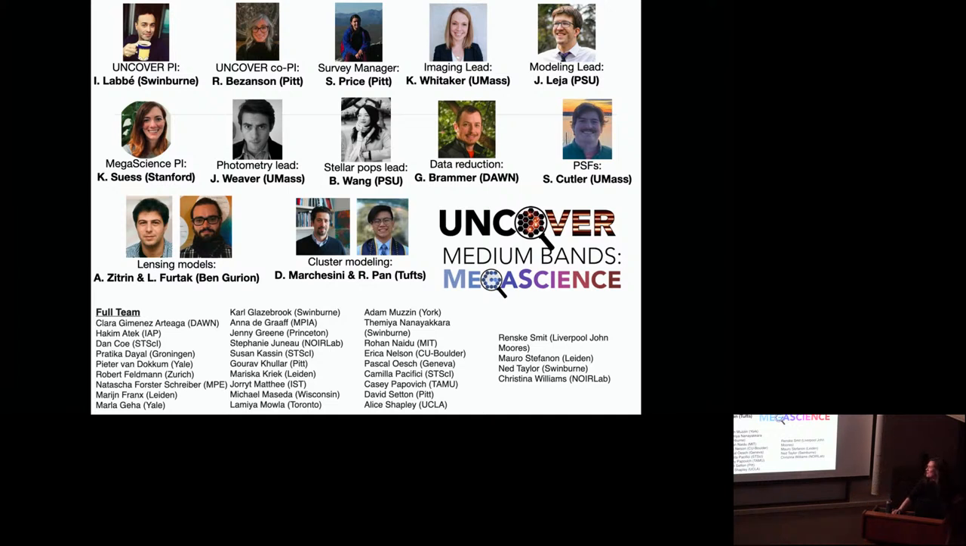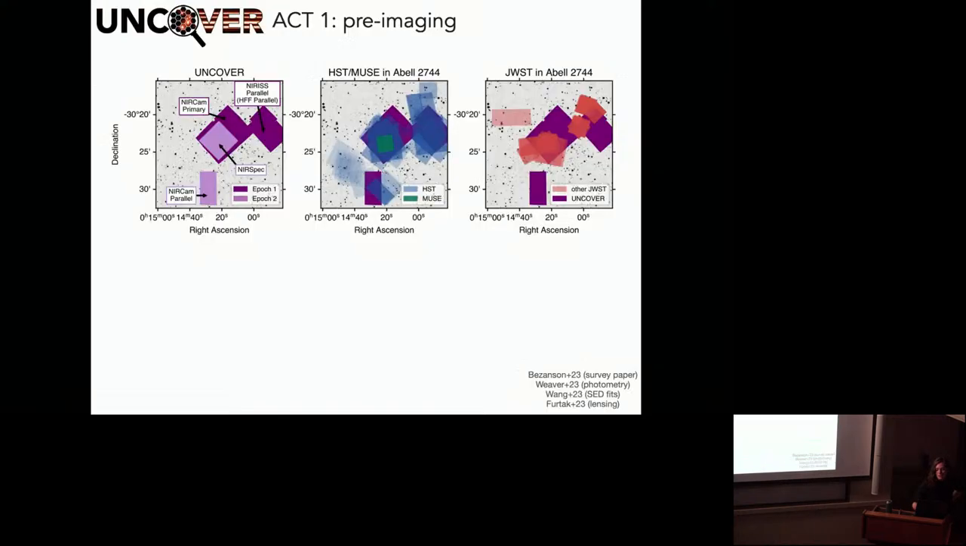And then also Richard has been painstakingly subtracting out all these foreground cluster galaxies so we could get nice clean measurements of these galaxies in the background. So the first act of this Uncover survey is pre-imaging with these broadband filters. So this is just a map of the field. And like I said, it overlaps with existing HST pointing from the Hubble Frontier Fields.